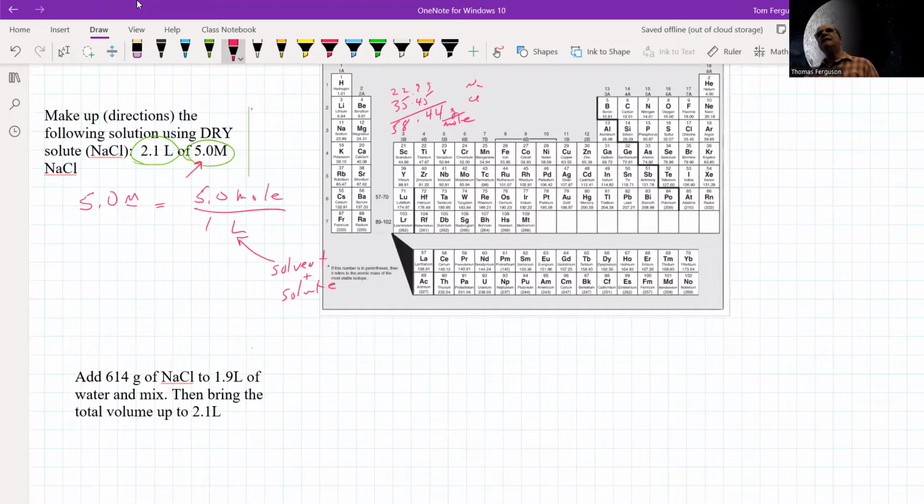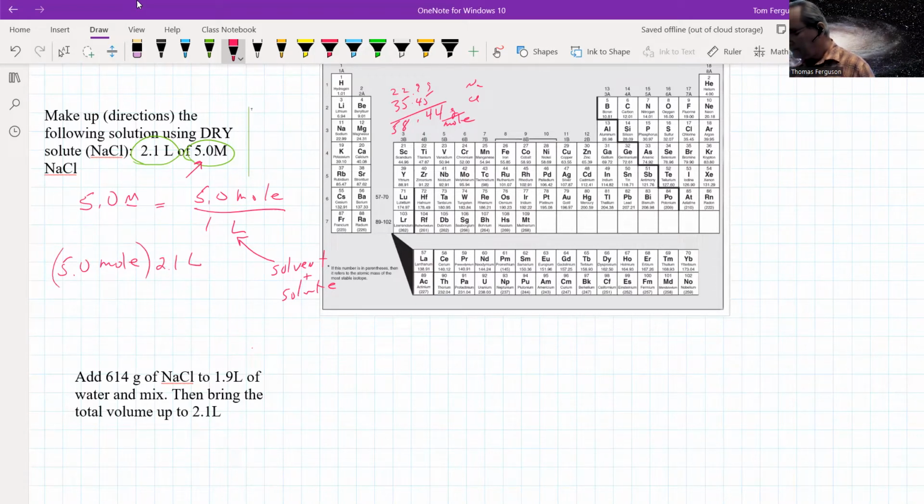So how many moles are we going to have in 2.1 liters? 5 and 1, what about 2.1? Yes, multiply 2.1 times 5. So that's going to be 10.5.